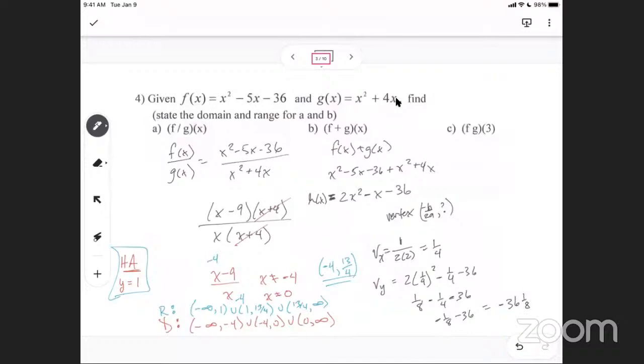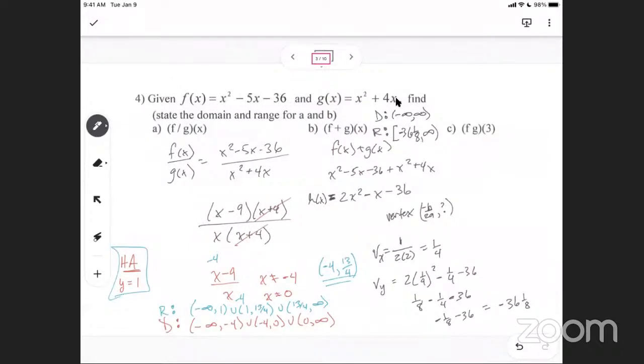And the reason we need that is because that's going to help us. The domain is all real numbers because it's just a parabola, right? Domain is from negative infinity to infinity, but the range is going to be limited by your vertex. Since it's opening up, the vertex is going to be your lowest point, so your range is everything above that. That's the number I needed to find my range. So my range is going to be including negative 36 and 1/8 to infinity.